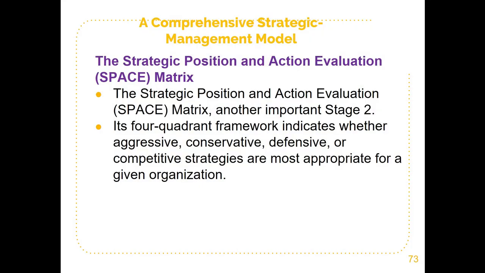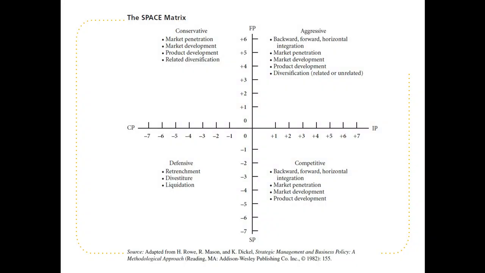Let's proceed now to your SPACE matrix, or your Strategic Position and Action Evaluation. This is another important factor in stage 2. It is a 4-quadrant framework that indicates whether aggressive, conservative, defensive, or competitive strategies are most appropriate for a given organization. All right, so this is your SPACE matrix.